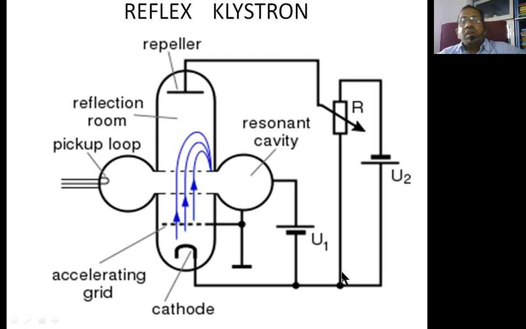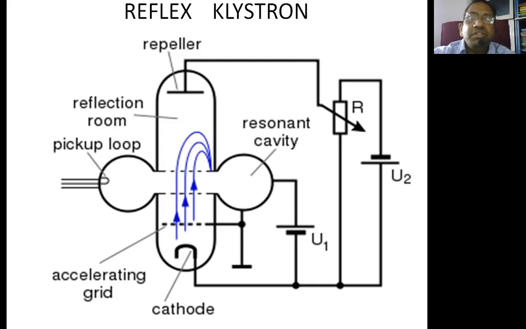Now, why is it called a re-entrant oscillator? Because the electrons enter twice into the cavity gap. First, they enter here while going towards the repeller space. Then after some time, they come back and re-enter the cavity gap. Therefore, it is called a re-entrant type of oscillator.